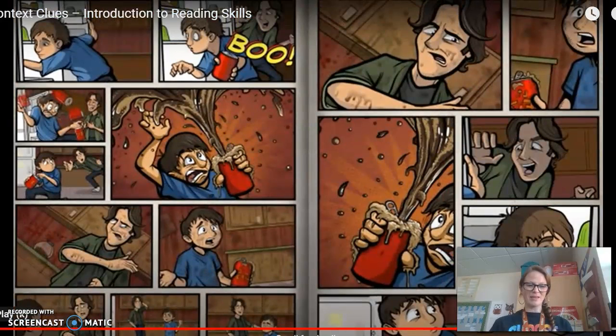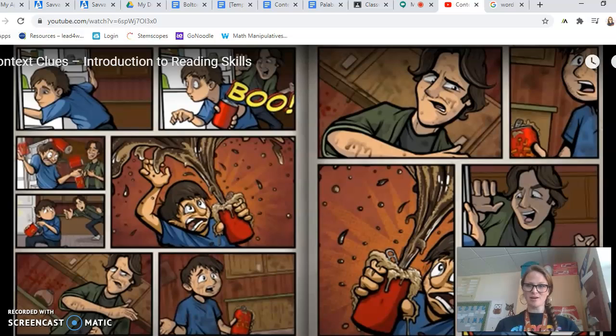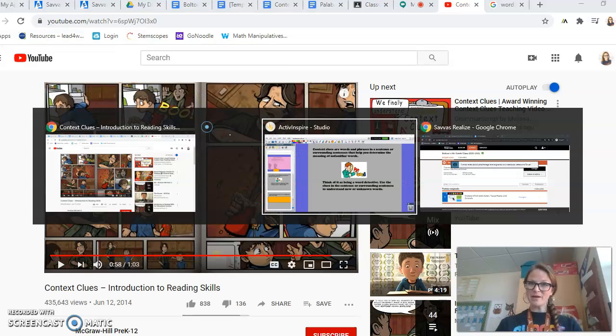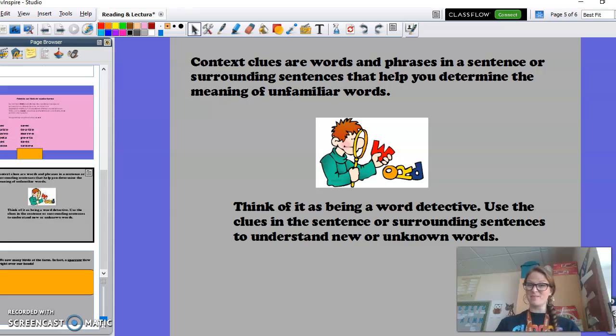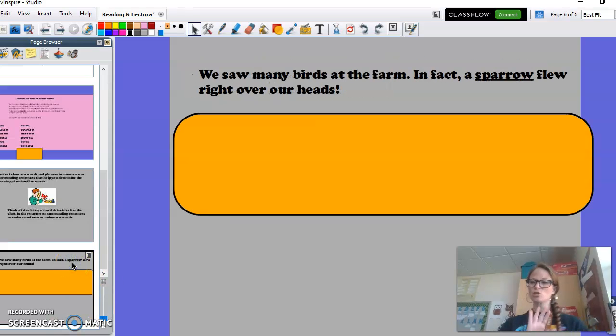All right, so if Josh had used his context clues, he probably would have had a better understanding of what that word rupture meant and might not have made that huge explosion in the kitchen, right? All right, so I want to practice with you really quickly, and then I'm going to show you a practice you're going to do independently. So here's my first sentence. We saw many birds at the farm. In fact, a sparrow flew right over our heads.